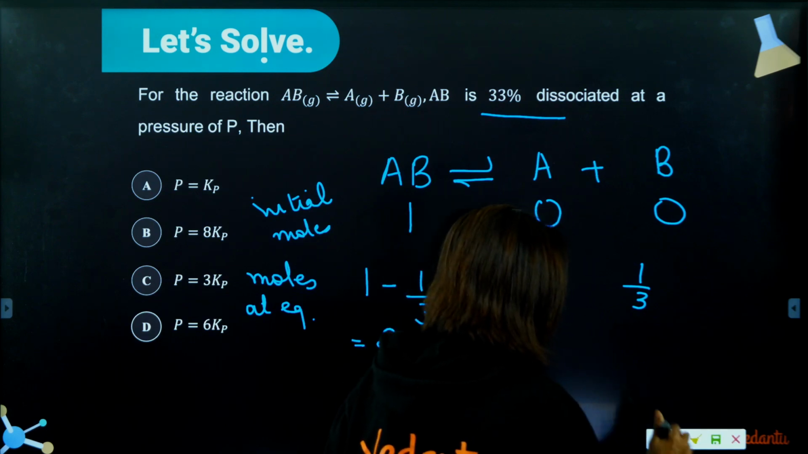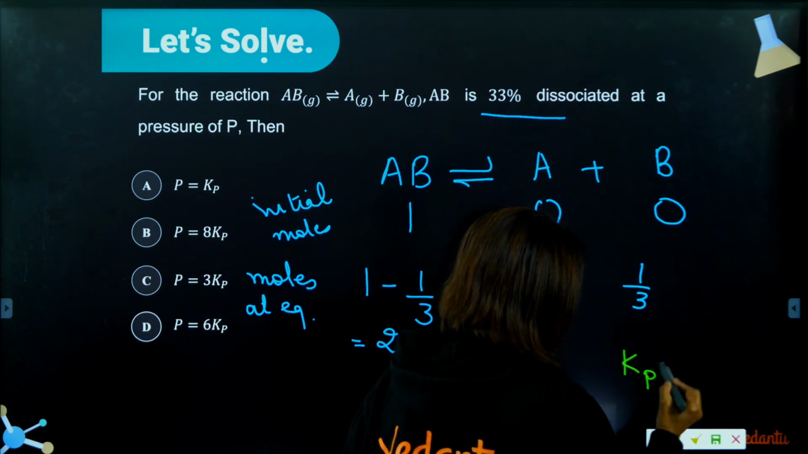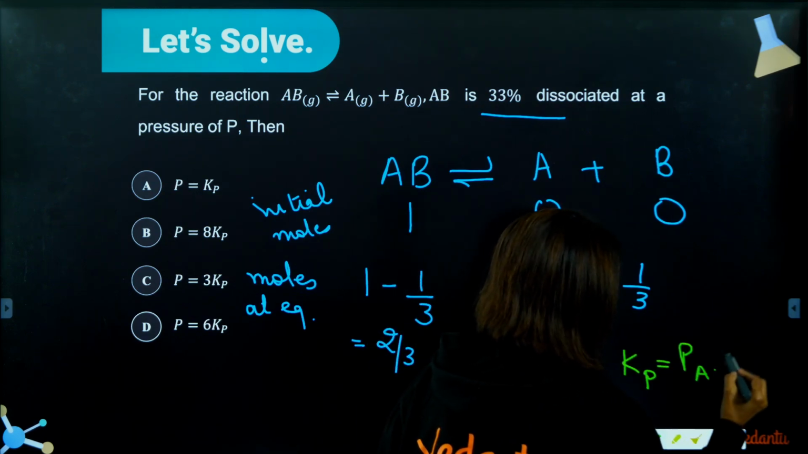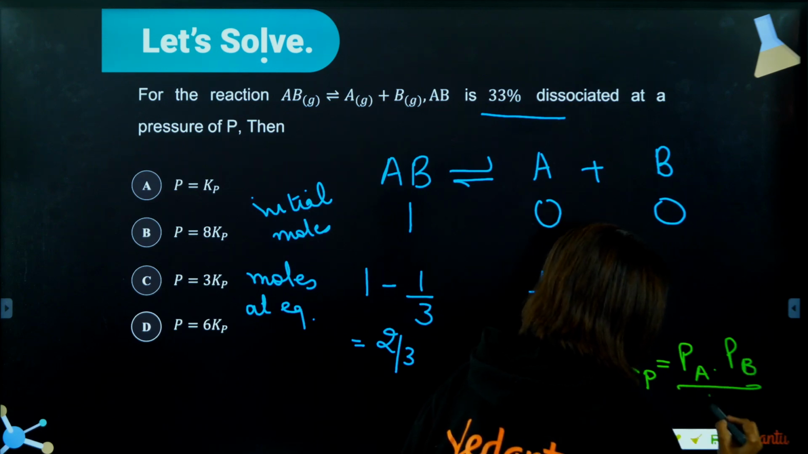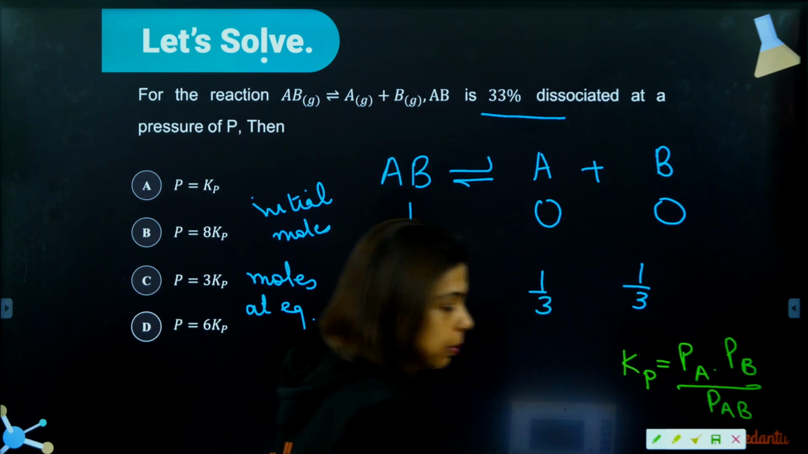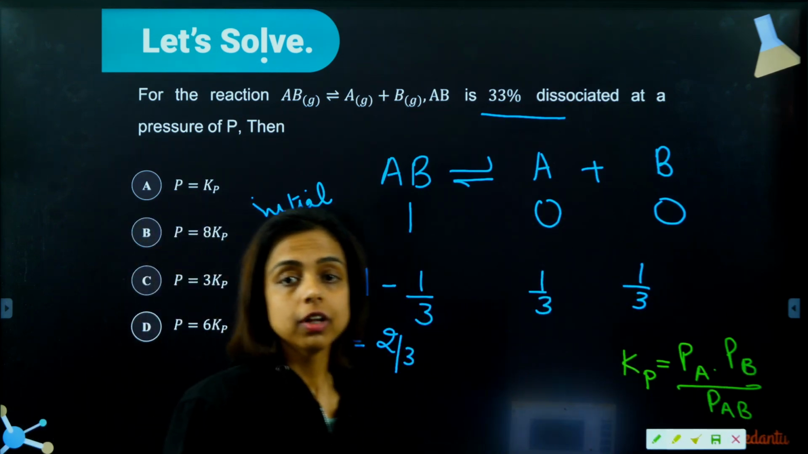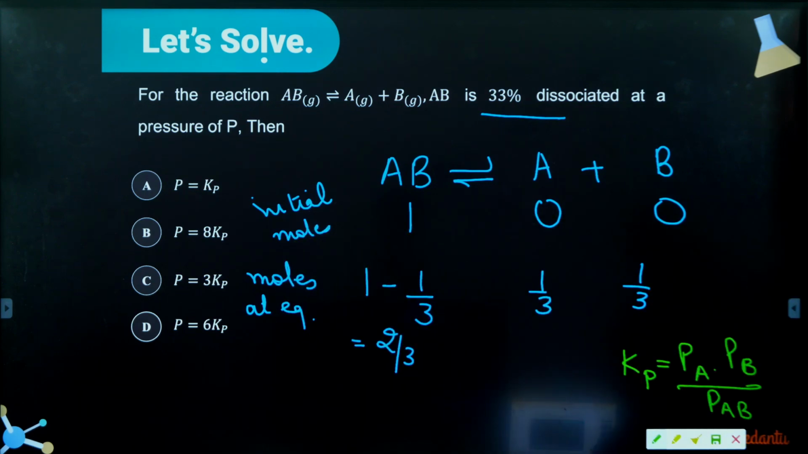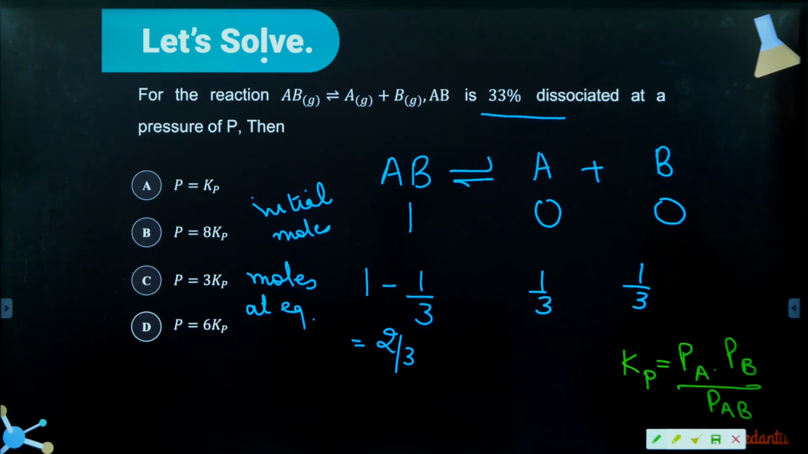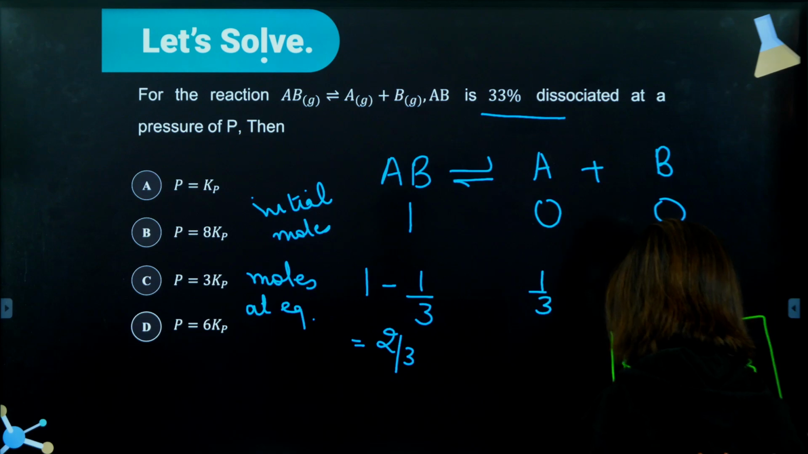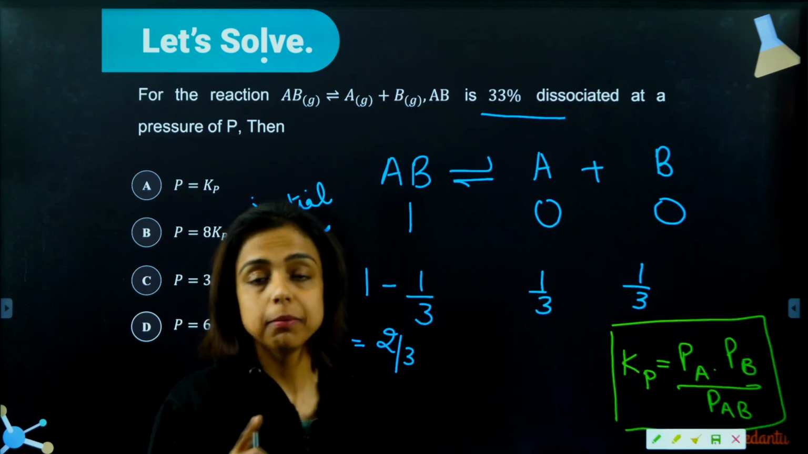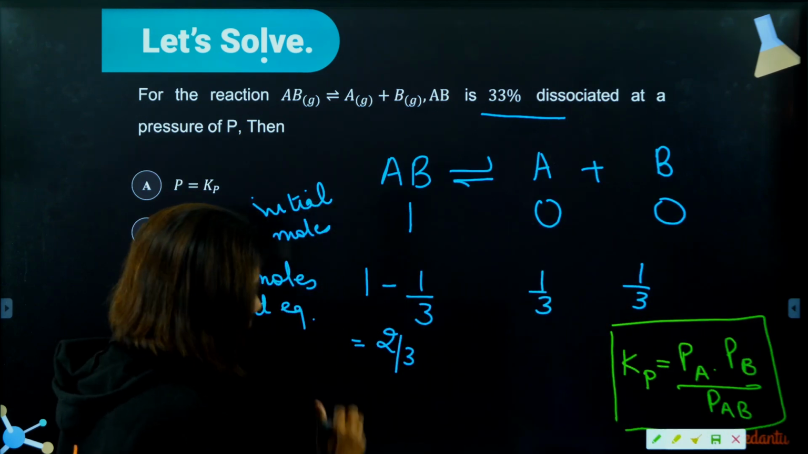Now, to calculate Kp, what I need is the partial pressure of A into the partial pressure of B at equilibrium divided by the partial pressure of AB at equilibrium. This is the expression of the equilibrium constant Kp, guys, right? So to calculate Kp, I need the partial pressures at equilibrium. So how will we get them?